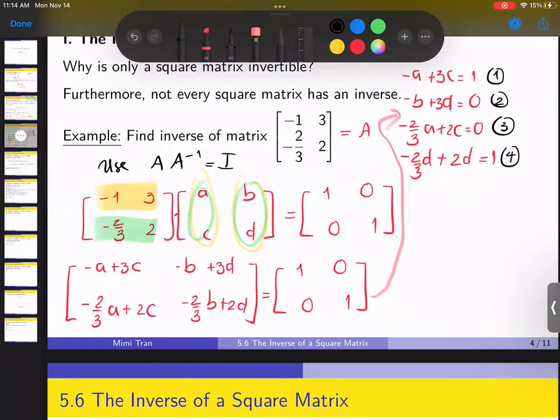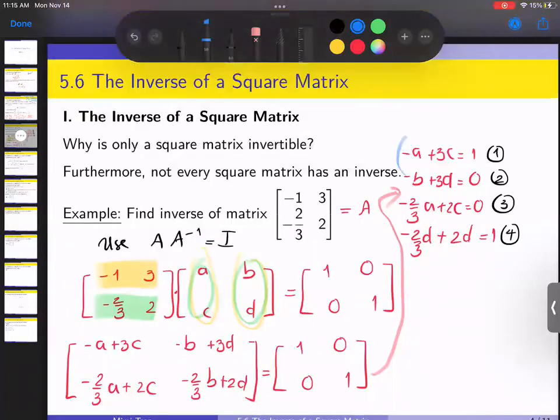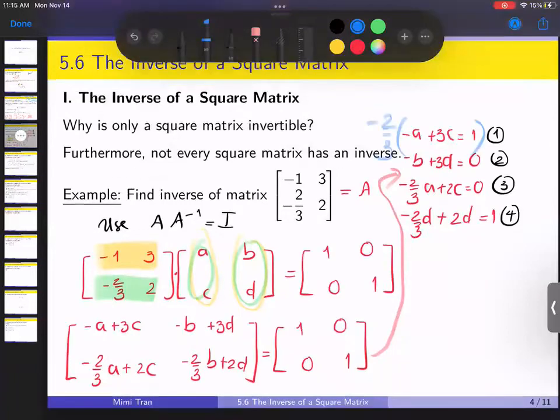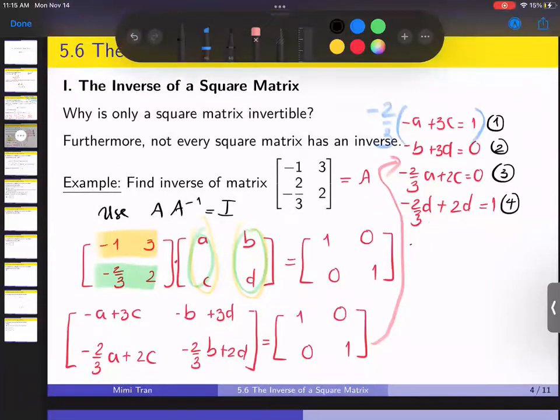Can someone tell me which equations I should combine? One and three, and two and four. Very good. So let's do one pair at a time. I need to combine 1 and 3. I'm going to eliminate a, so I'm going to multiply the first equation by, say, negative 2/3. Sounds good? Yeah. So negative 2/3 times equation 1, added to equation 3.